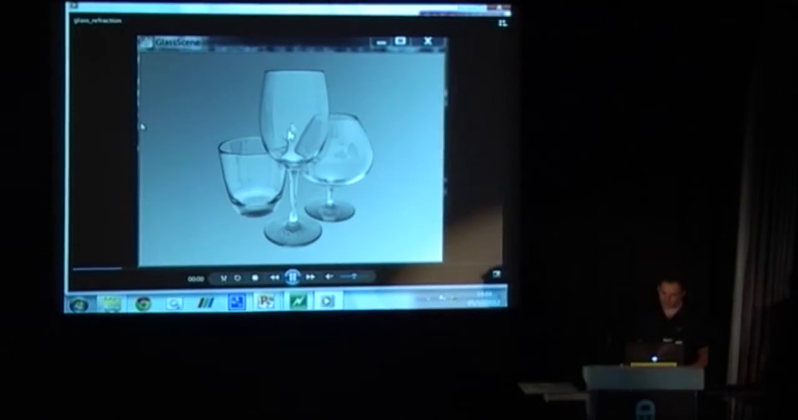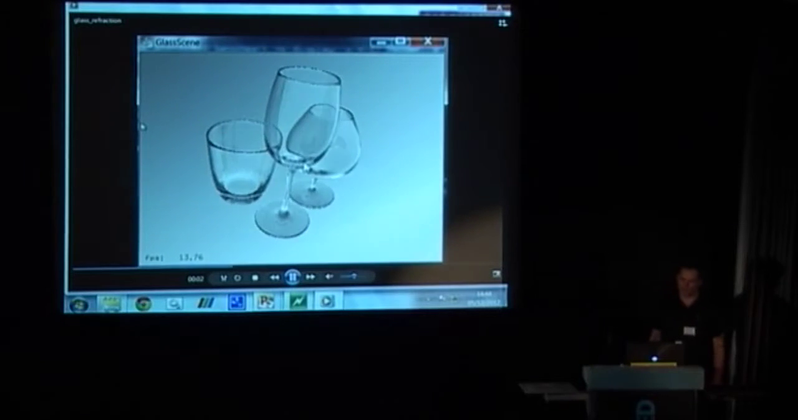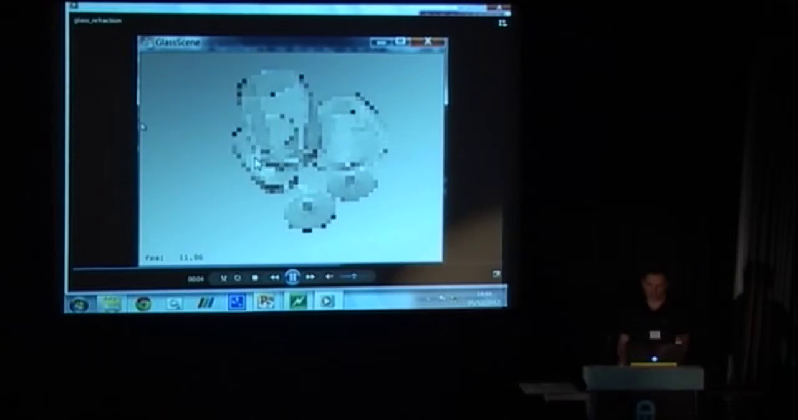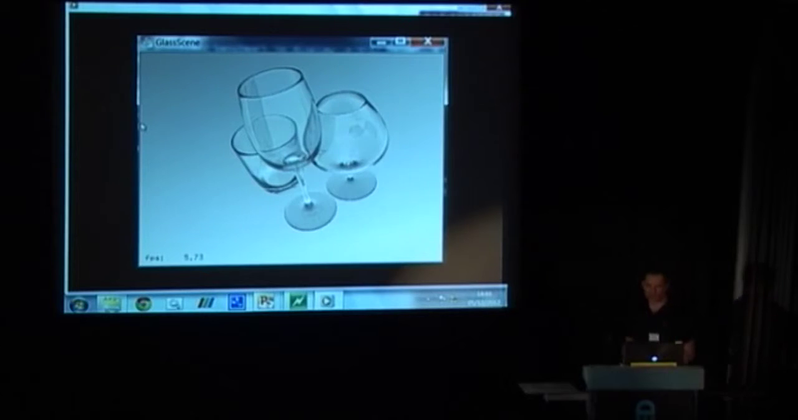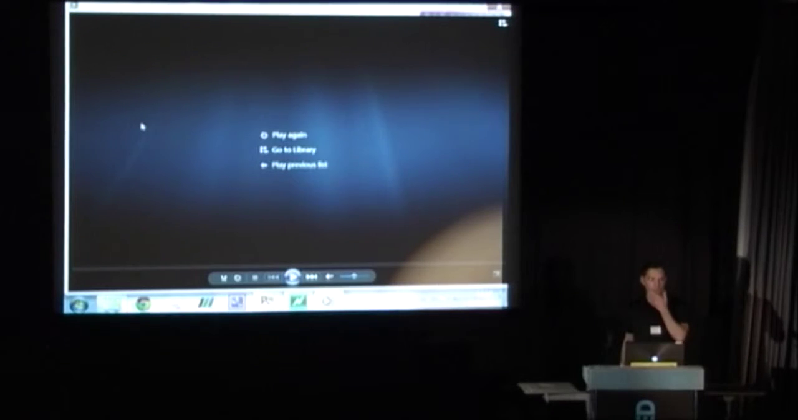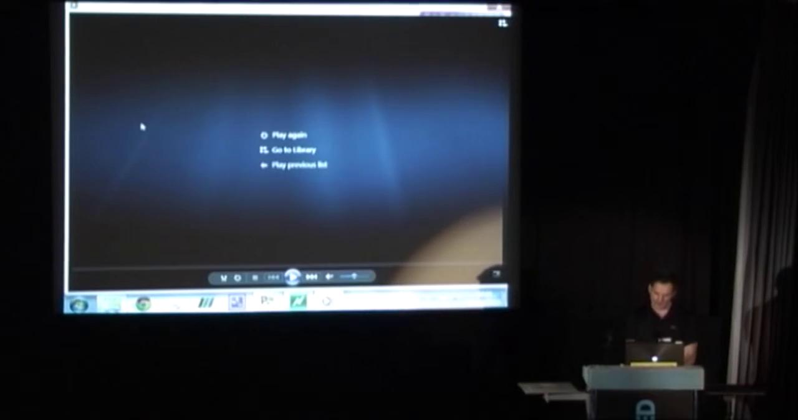Again, glass refraction. I don't know exactly how that's working, but I suppose the rays are bending as you go from one interface to another interface.